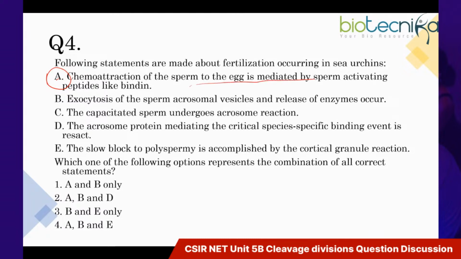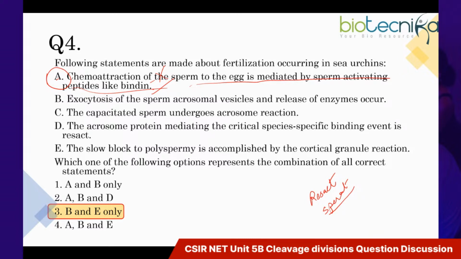Chemoattraction of the sperm to the egg is mediated by sperm activating peptides like bindin. So just now I mentioned what is bindin, isn't it? Yes, Dipshika, that's right, correct. Anupam, Gokul also, your answer is right. So it's a fusogenic protein. Now, why will bindin activate chemoattraction? No, chemoattraction is done by what? Remember chemoattractants. So what are that? Resact, Speract, these are chemoattractants, isn't it? So this is how you should answer smartly.